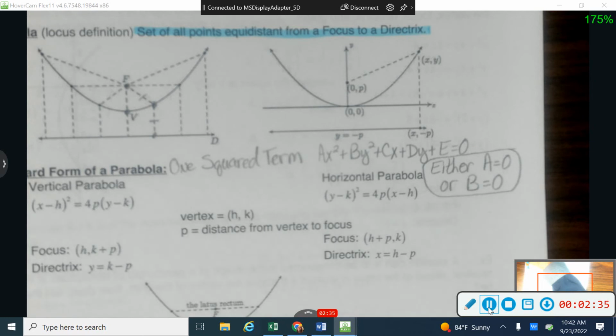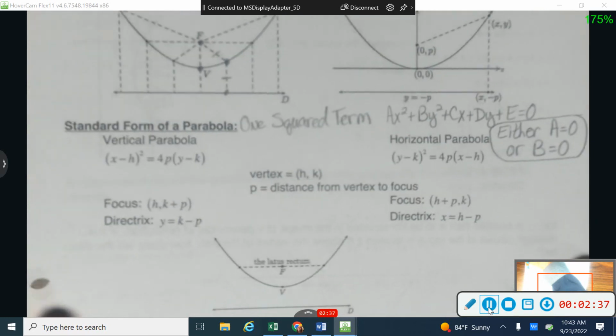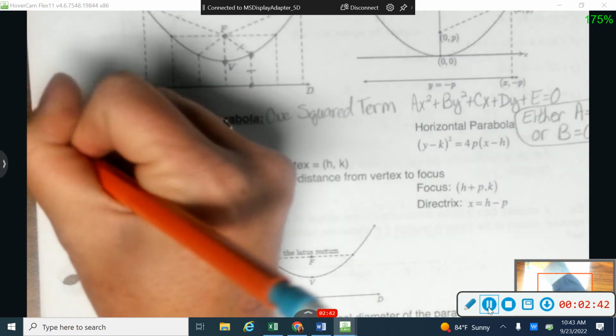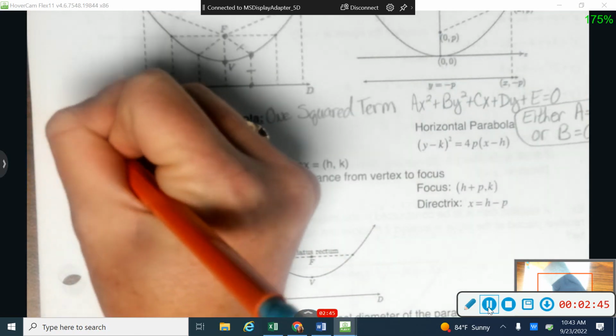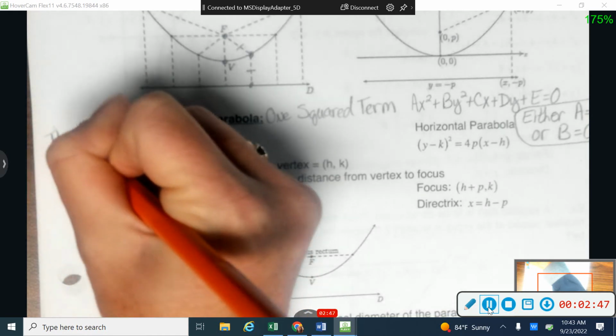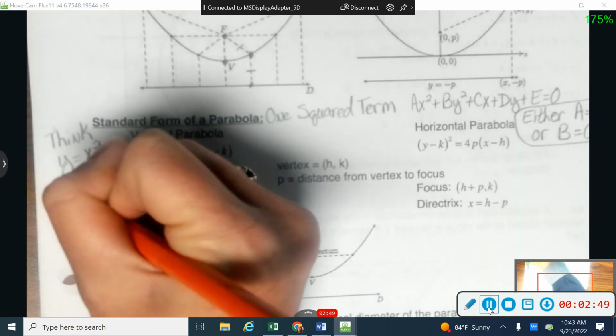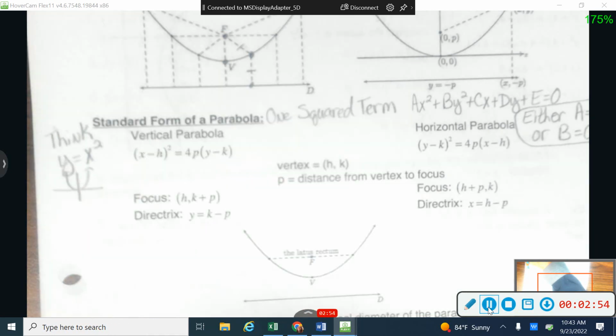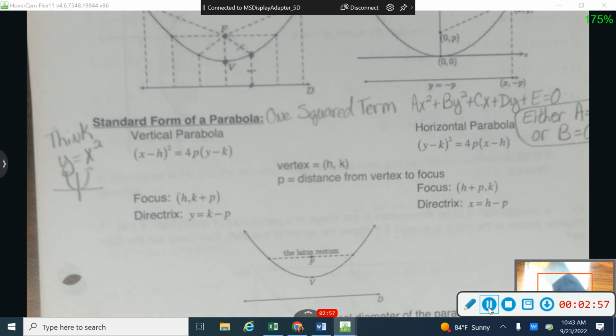Okay, with parabolas, we can either have a vertical or a horizontal parabola. When you're thinking about these, it's kind of opposite from what you would think. So think about just your regular parent function of y equals x squared. And y equals x squared is just your regular old parent function of your parabola. So if x is squared, then you're going to have a vertical parabola. Okay, so just think about your normal parent function. Again, it's a little bit opposite from what you might think. So just compare it to your parent function.